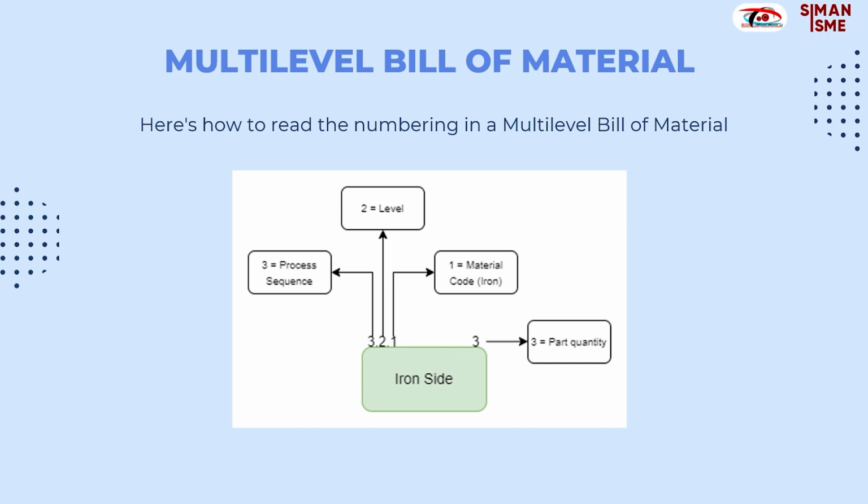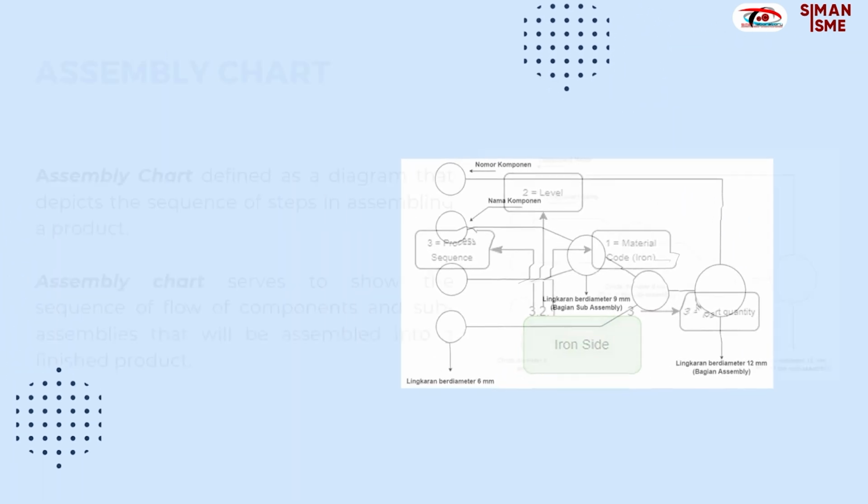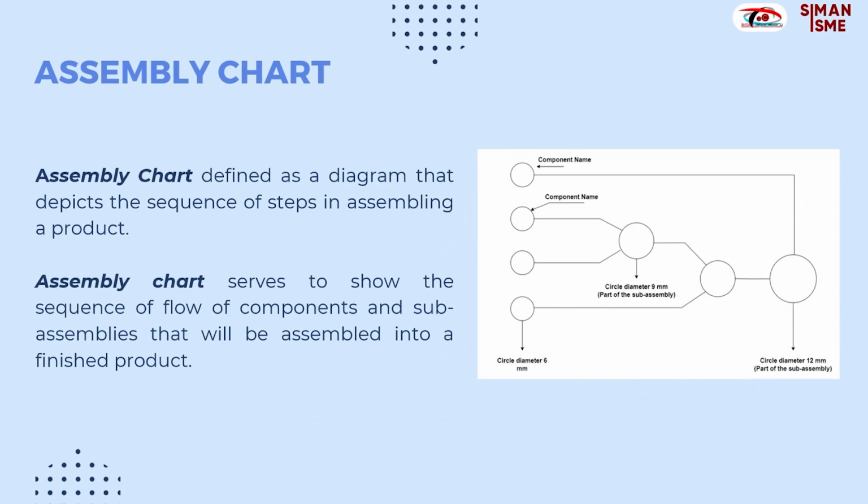Okay, next we move on to the assembly chart. So what is an assembly chart? Assembly chart is defined as a diagram that depicts the sequence of steps in assembling a product. Assembly chart serves to show the sequence of flow of components and sub-assemblies that will be assembled into a finished product.